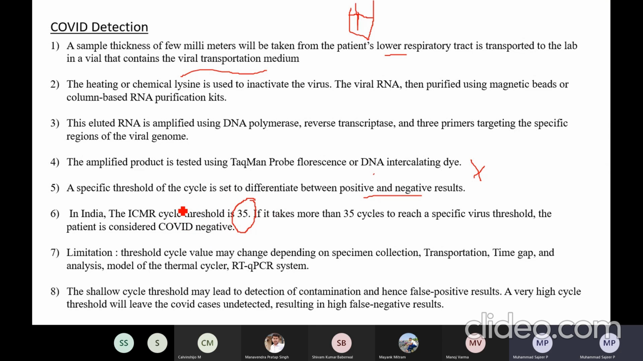So if you reduce the cycle, instead of the 35 cycles threshold suggested by ICMR, you will detect false positive results, because even a little contamination can give a false positive result. And if you increase the cycle number too high, that will leave COVID cases undetected, resulting in false negative results. So we have to take care of that. This cycle threshold varies with the country. I see that in the US and UK, the cycle threshold is different. They have set it depending on the condition, the state, and so on.